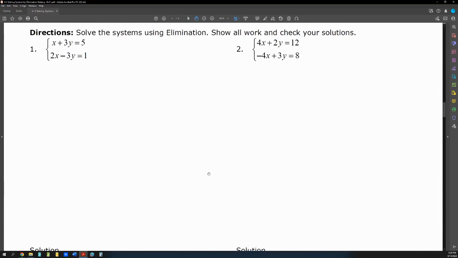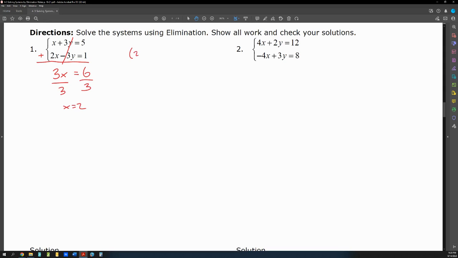Let's get some more practice. So let's go ahead and solve these systems using the elimination method. Number 1, we have opposite coefficients, so we're going to go ahead and just add the equations. Our y terms cancel out. Our x's add up to 3x, x plus 2x. And our constants on the right-hand side, 5 plus 1 is 6. Dividing both sides by 3, we get x is equal to 2.